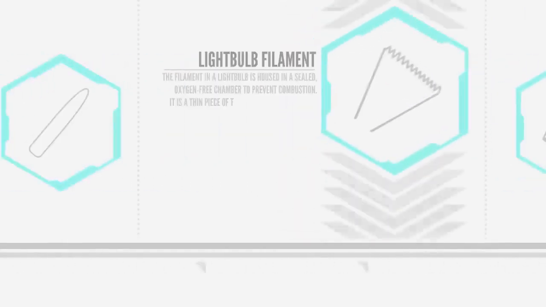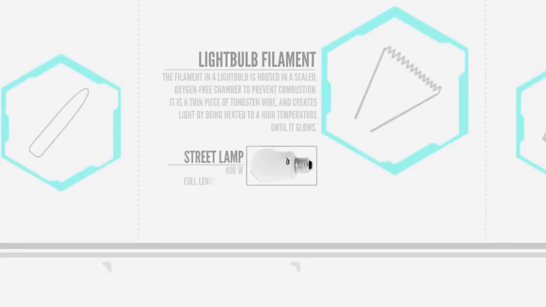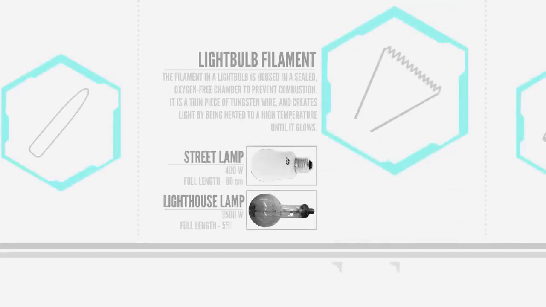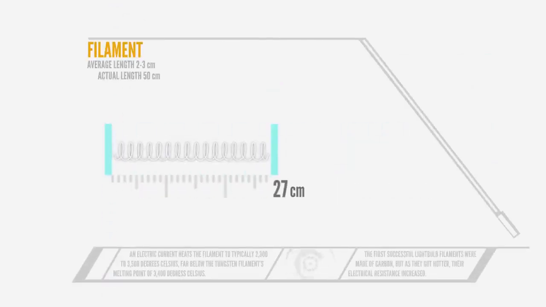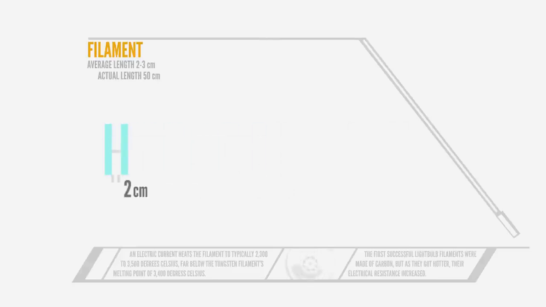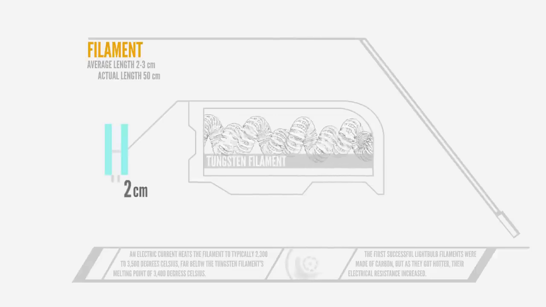Being the most important part of a light bulb, it's the size of the filament that determines the intensity of the light emitted. In an everyday bulb, the filament is about 50 centimeters long, but is coiled down to a smaller size, then coiled again, leaving a 2 to 3 centimeter piece in its place. Tungsten is usually chosen for its extremely high melting point.